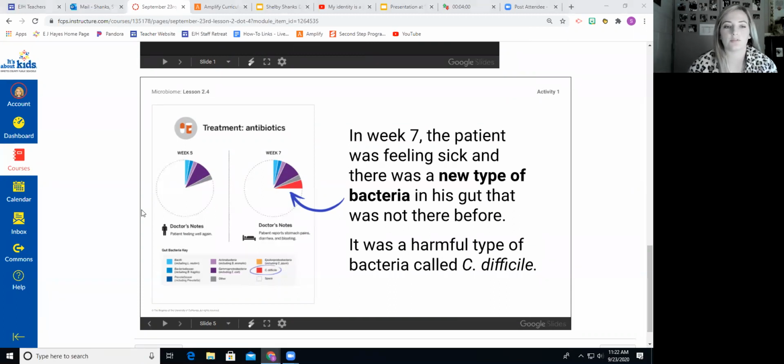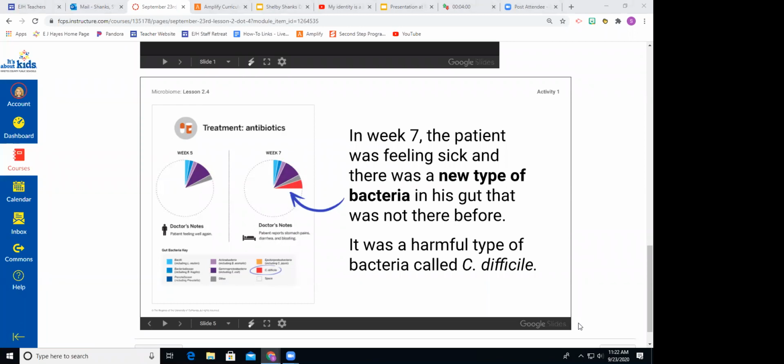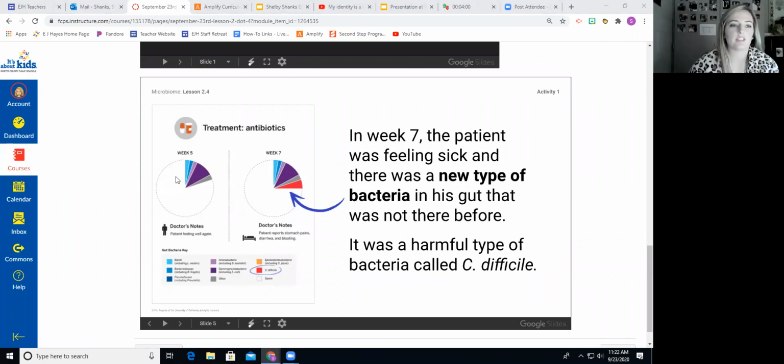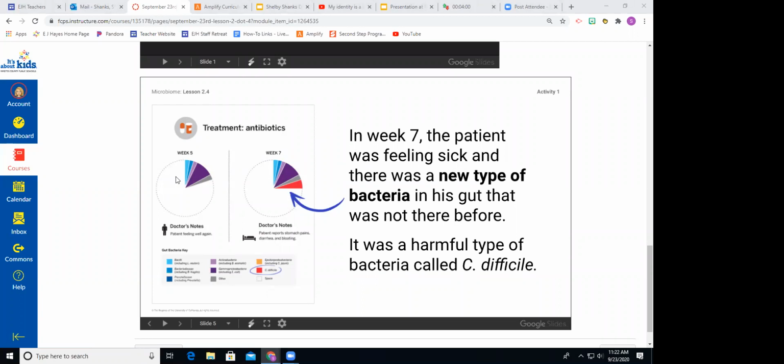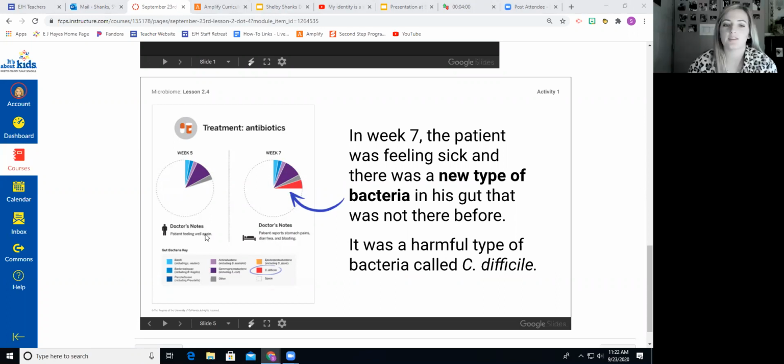Hint, hint, the doctor's notes. Why can we assume that it's harmful? Because he felt fine before it came, and then now that it's here, he doesn't feel good. Yeah. Krisha said in the chat, it gives him diarrhea, bloating, and stomach pain. Good. So in the doctor's notes, it said in week 5 that he was feeling well again because of that antibiotic. And so in week 7, he reports some stomach pains, right?